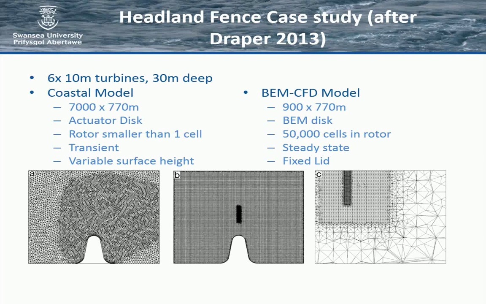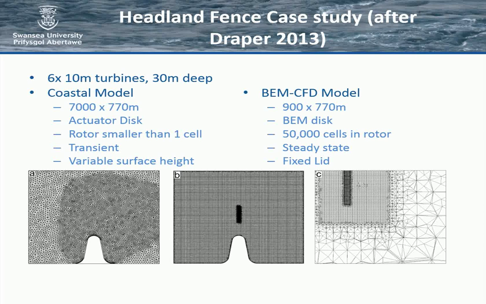We've had to build it larger because on the coastal model we're having to drive this with a tidal height change at the boundaries. So we need a bit of space either side to get that working correctly. So it's a standard coastal model, and we have embedded actuated discs in that approach like any normal shallow water resource model. The rotors are smaller than one cell, so we're already at quite a level of abstraction, which is the problem that coastal models have. And we run it transient and we run it with a variable surface height.